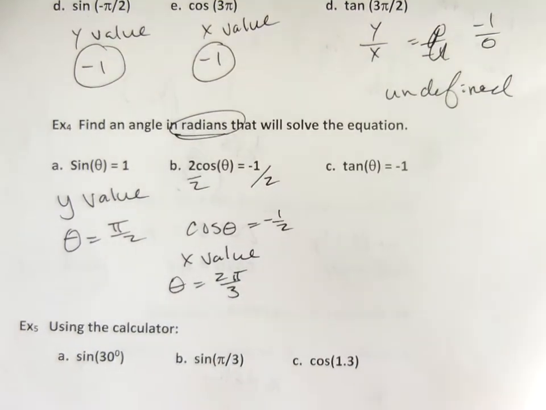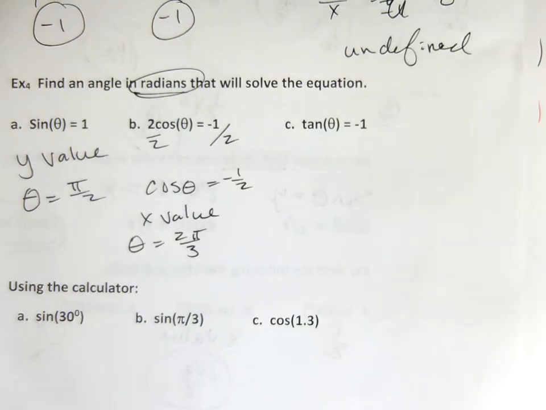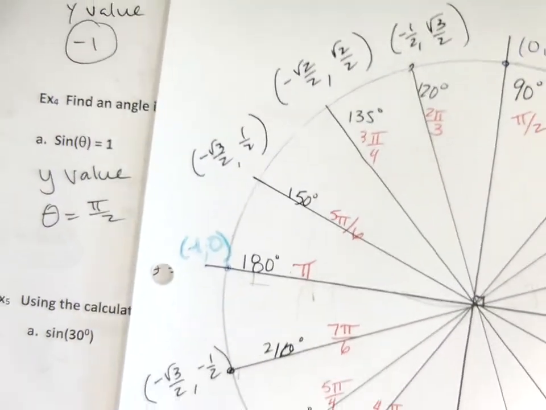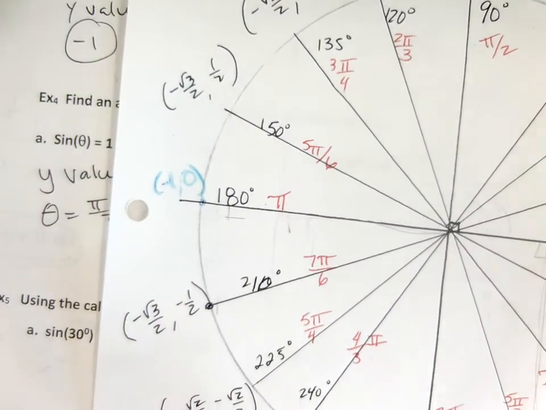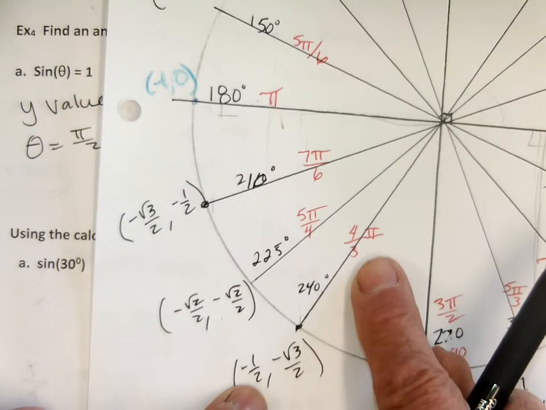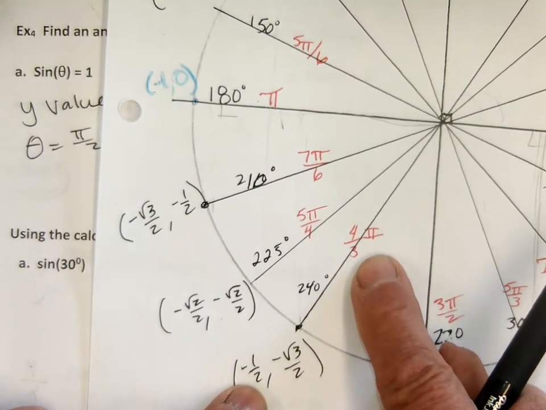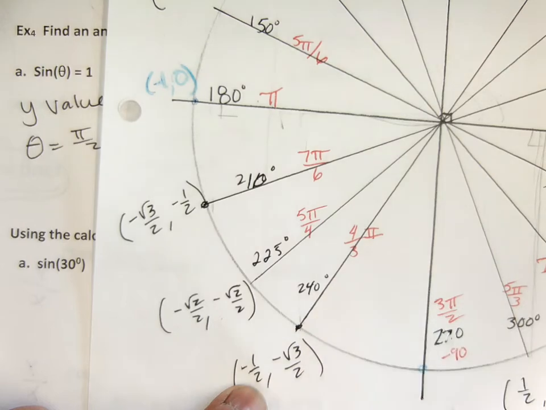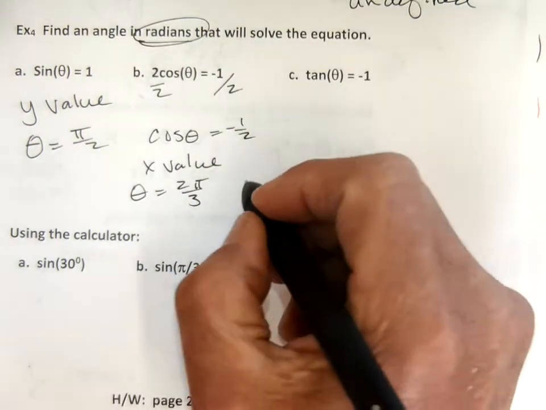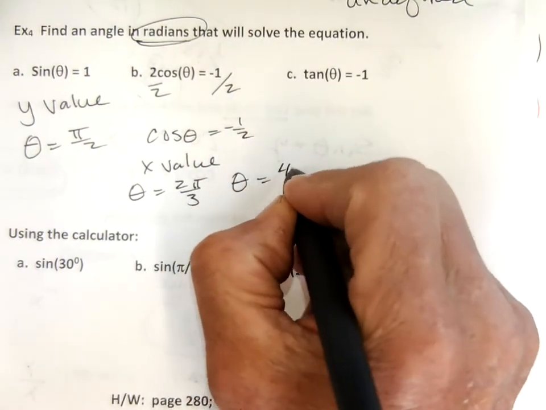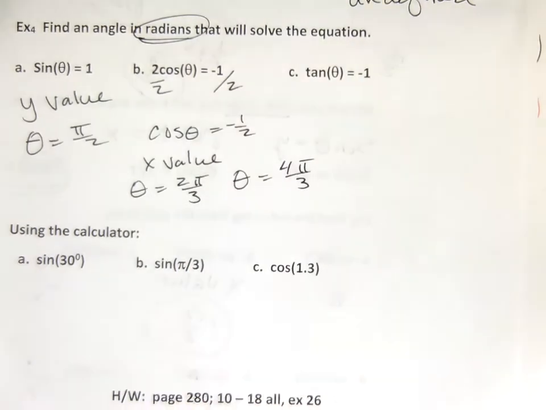Oh, wait, there's a second answer because it's the unit circle. Guess what? It's also there. See negative 1/2? So there are 2 answers. You can also take 4 pi thirds. So theta can also equal 4 pi thirds.